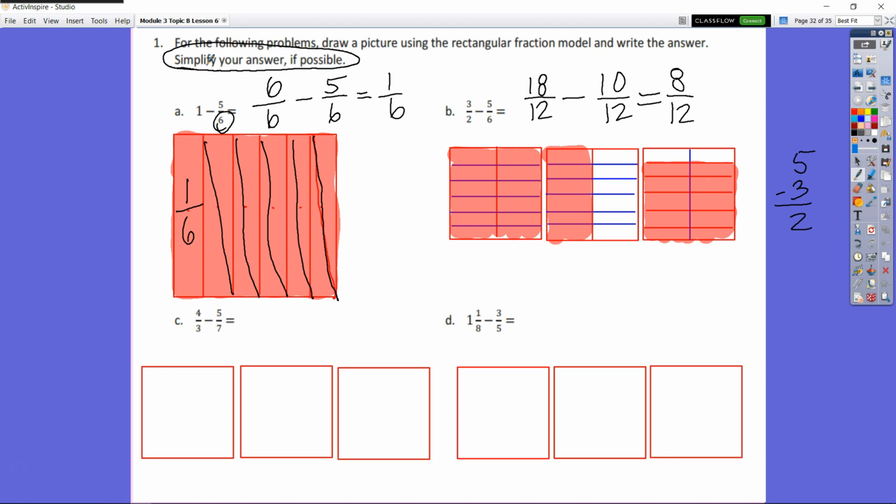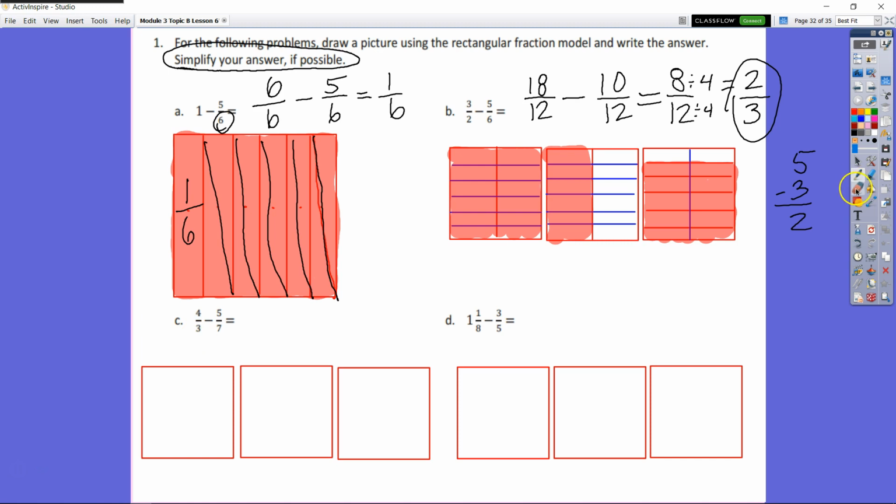I know that both of these numbers are divisible by 2, but they're also both divisible by 4. So I can divide them both by 4, and I get 2/3 here. 2/3 will be my final simplified answer. All right, looking at C.